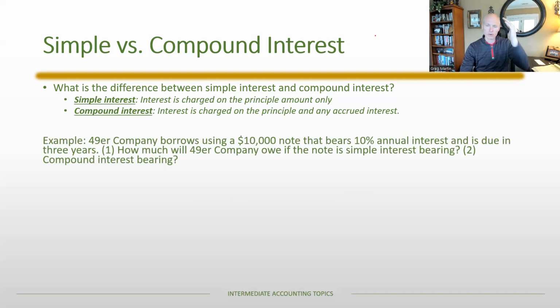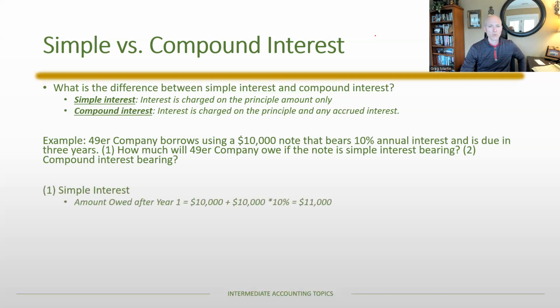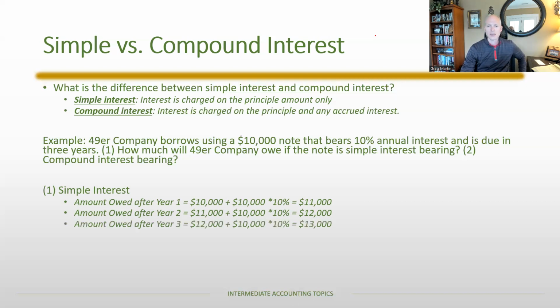So we're going to walk through how much you would owe if it was simple interest versus compound interest. With the simple interest bearing note, after 1 year, you owe the $10,000 that you borrowed plus 10% interest, or $11,000. After two years, of course, you have another $1,000 of interest because the interest is on the principal only. So you'd owe $12,000 after the second year and then $13,000 after the third year.